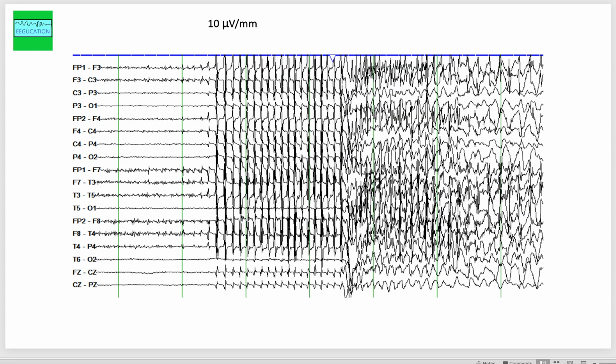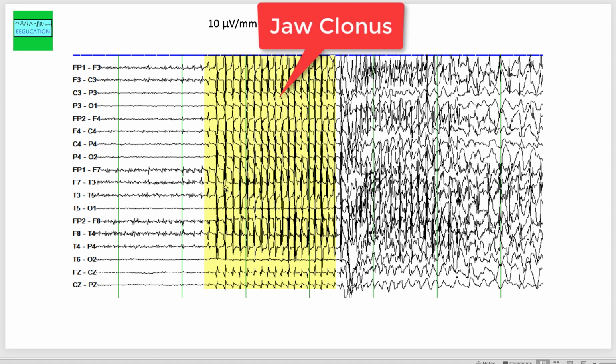Now look at this next page here. This is very interesting. In fact, it is one of the most interesting EEGs that I've seen for a while. In these first few seconds right here, this is the jaw clonus and the jaw tremor artifact that is captured on the EEG.